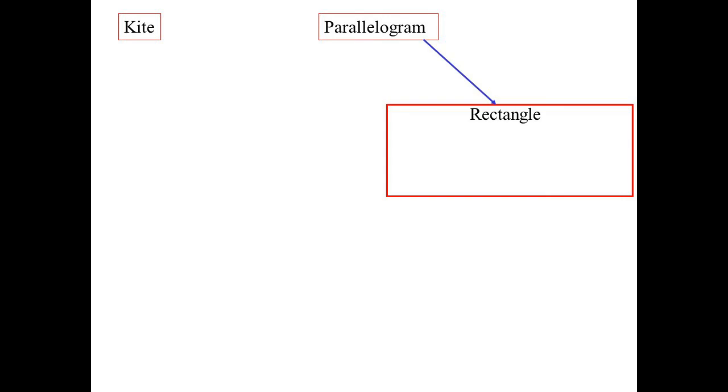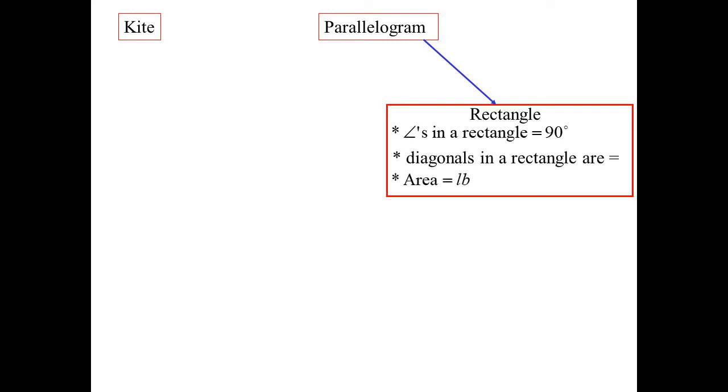All right, so kite, we've got our parallelogram. Parallelogram, we can refine it a bit more. We can now make it a rectangle. So what now do we know? Well, those angles now we know are 90 degrees. They can't just be anything. As soon as I've got a parallelogram with an angle of 90 degrees, I know it's a rectangle. The diagonals now become equal. And again, we can refine the formula a bit more and simply say it's length times breadth.